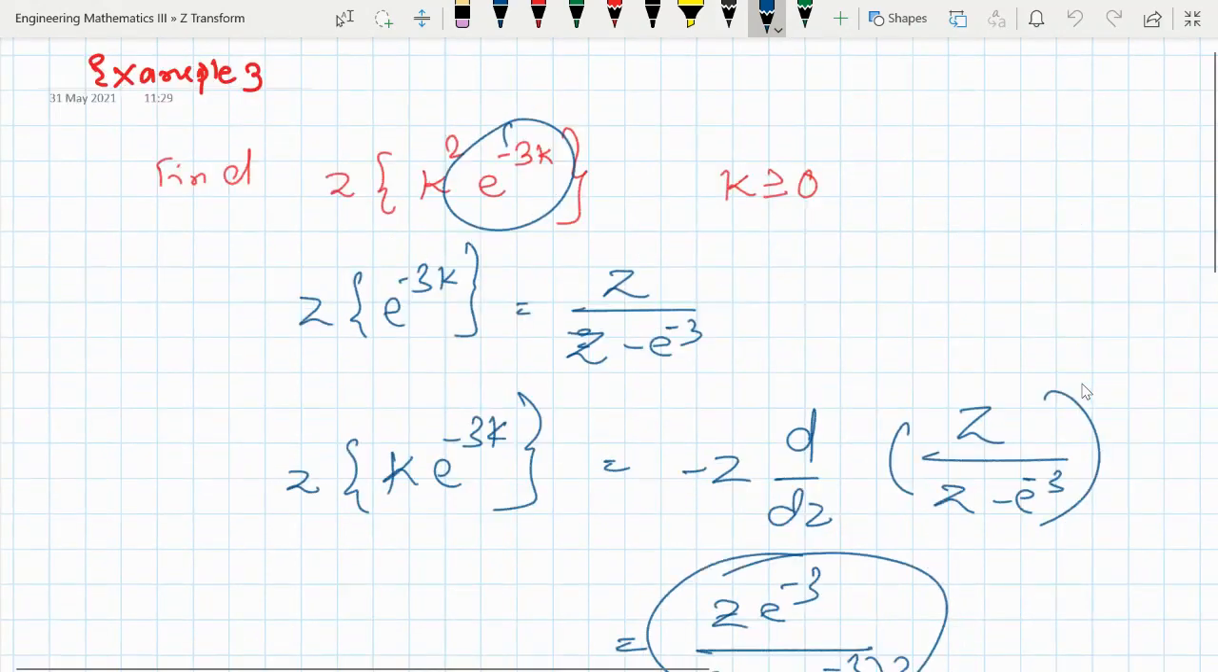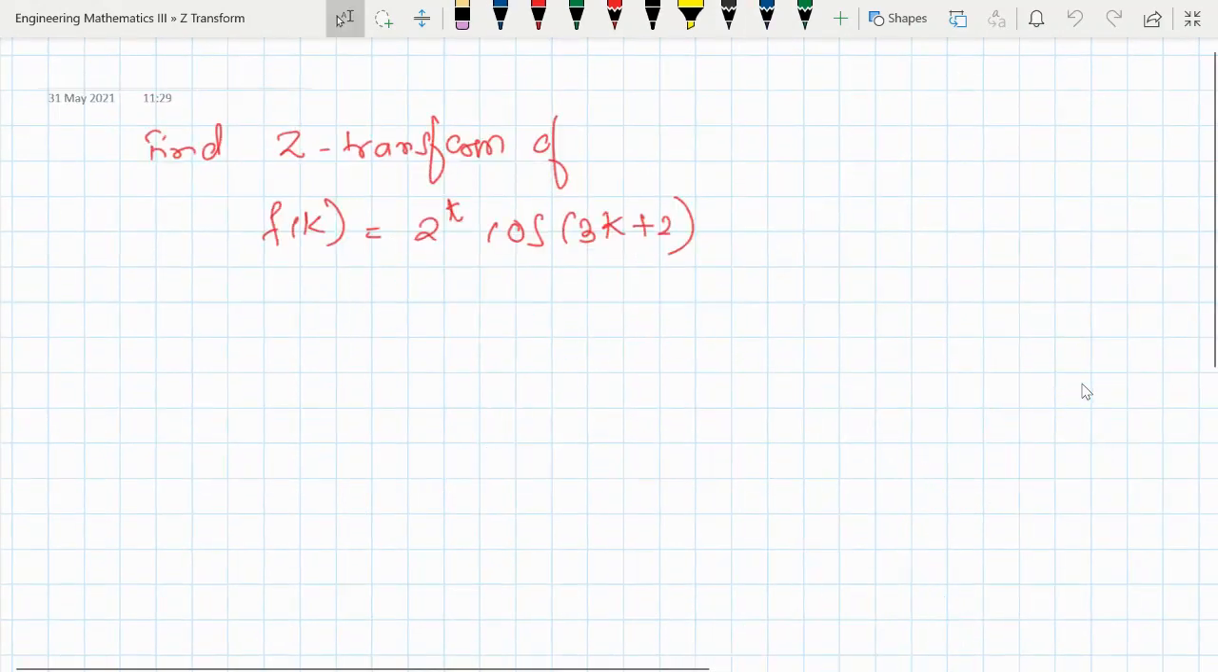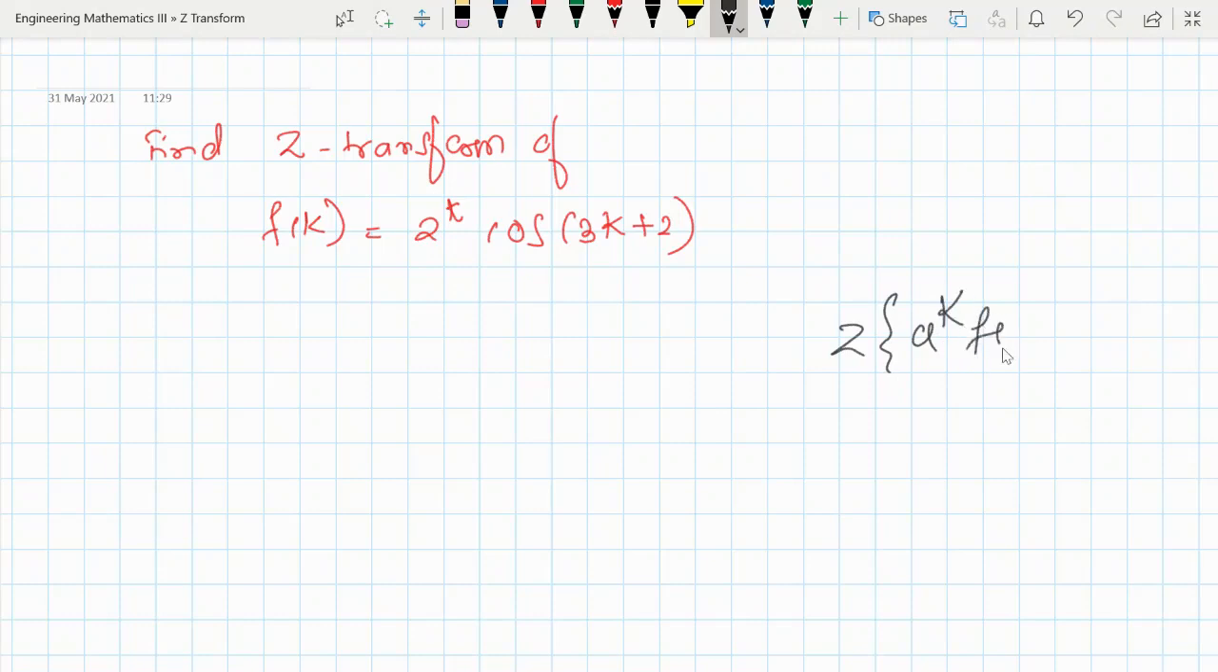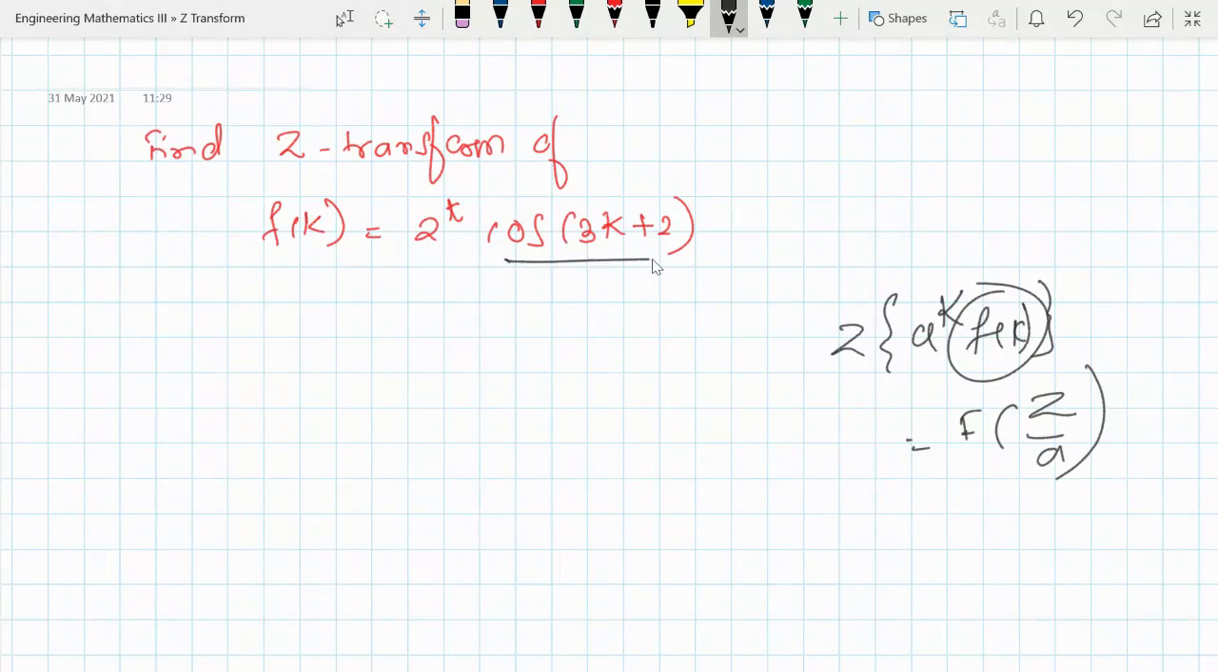Now let us move forward. Z transform of fk is equal to 2 raised to k cos of 3k plus 2. The shifting theorem is applicable here. If you observe, what is the shifting theorem? Okay, 2 raised to k is there. So Z transform of a raised to k into fk is equal to what? F of z upon a. Okay, replace z by z upon a, where fk is this.